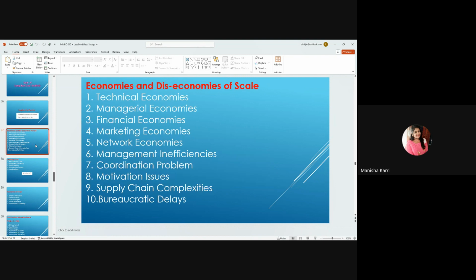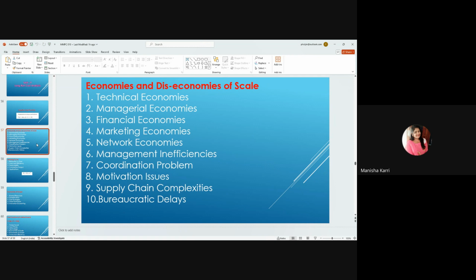Another topic is economies and diseconomies of scale. So what do economies and diseconomies of scale mean? Generally, economies of scale refers to the cost advantages that a business can achieve by expanding its production. Whenever the company increases its output, it can lower its per unit costs due to factors such as bulk purchasing of machinery, improving efficiency, and spreading fixed costs over a large number of units.